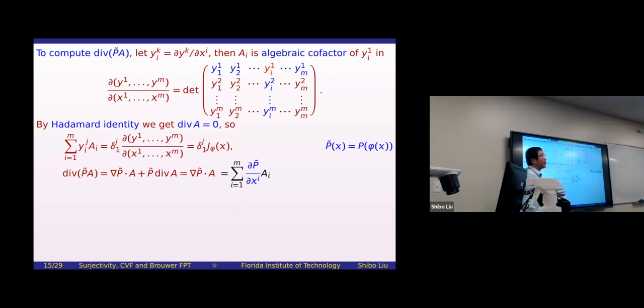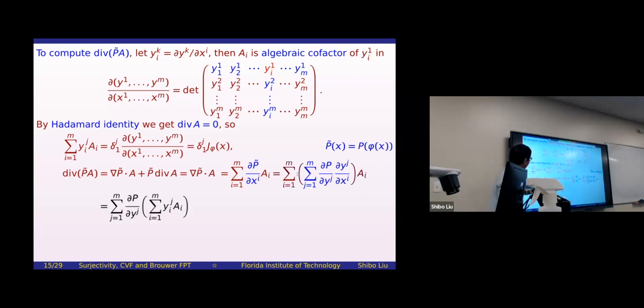Then p theta is a function of x, which is a composition of p and phi. p is a function of y, y is a function of x, and their composition is p theta. So when you compute the partial derivative here, you can apply the chain rule. So you get this result. Then for the two sums, you can switch the order of the summation. Here we start with the sum with respect to j. It's already 48, so you have to hurry up. We switch the order, and we get this result.